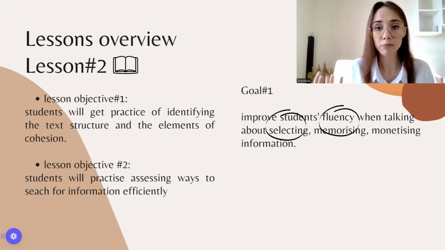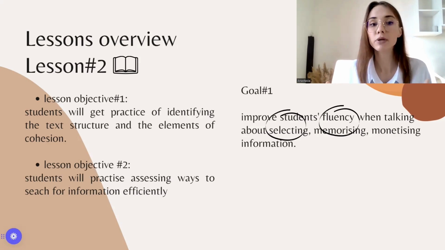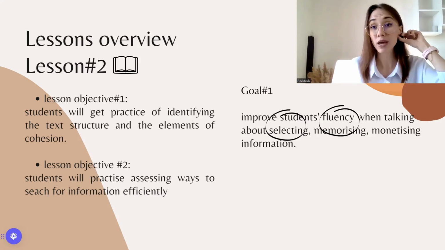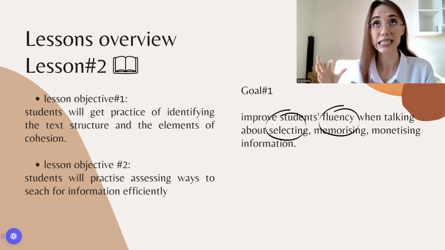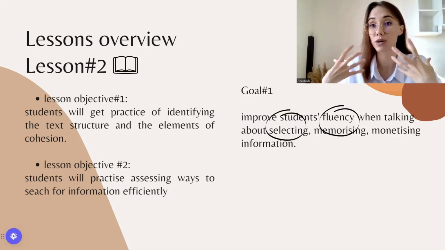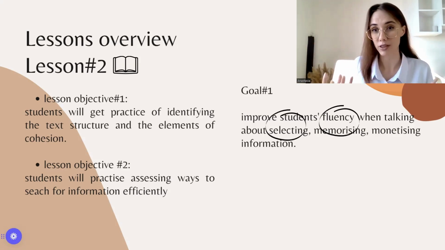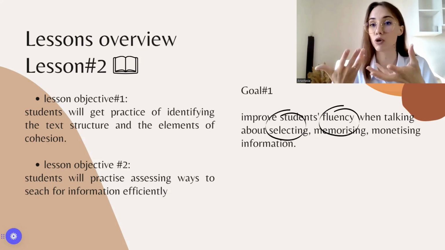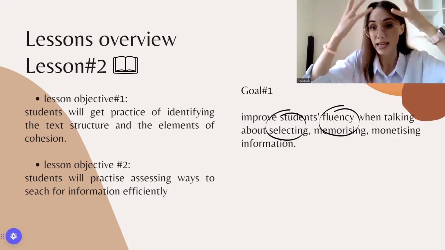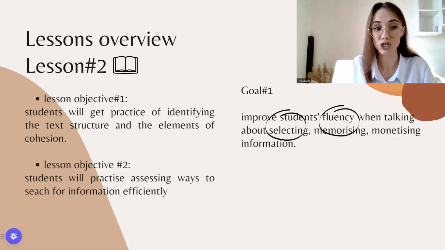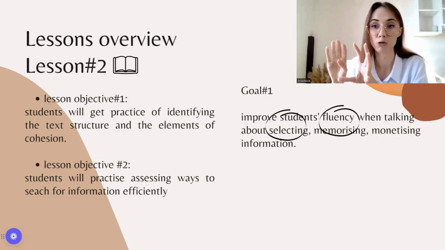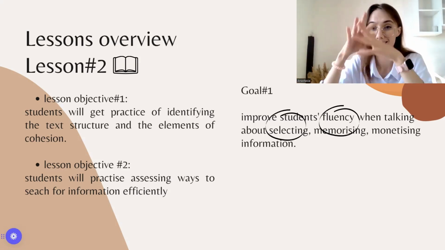I want students to improve fluency, because I want students to assess ways of how they're going to search for information online. So maybe I will provide them with some sentence frames in order to help them to express their idea of assessments, evaluating things. So there will be some lexical chunks that I'm going to provide students with. And again, the topic, selecting information, searching information, also stays within the frame.